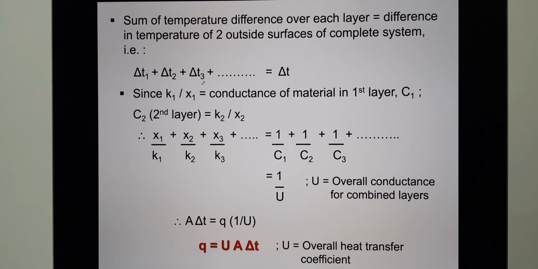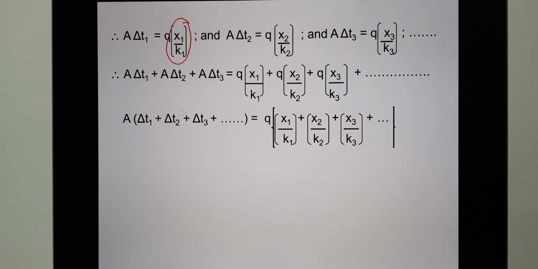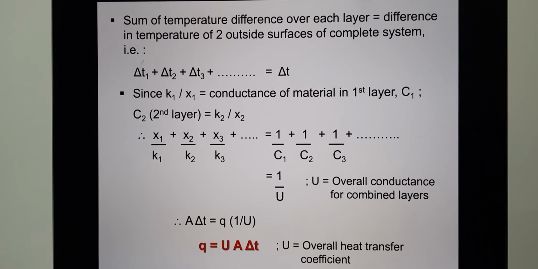That is delta T. This one, where does it come from? It comes from this particular part. So delta T1 plus delta T2 plus delta T3 is equivalent to delta T. What does this mean?